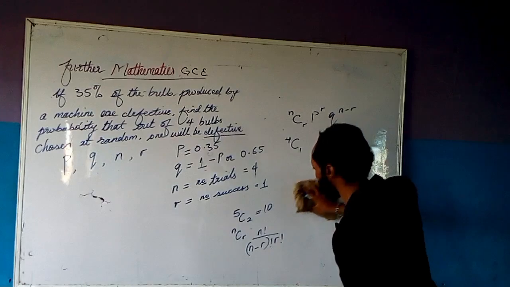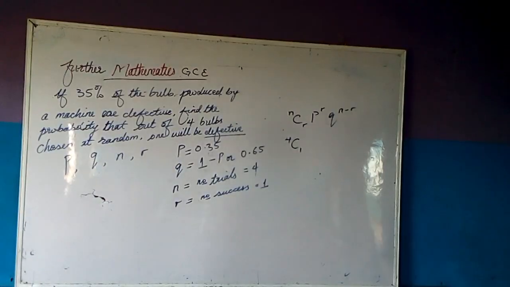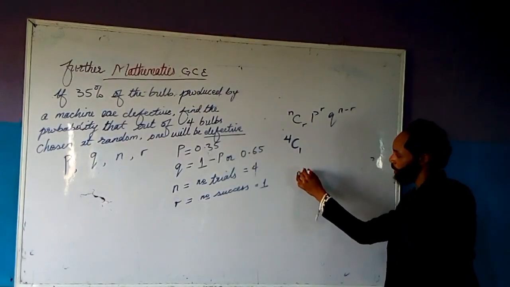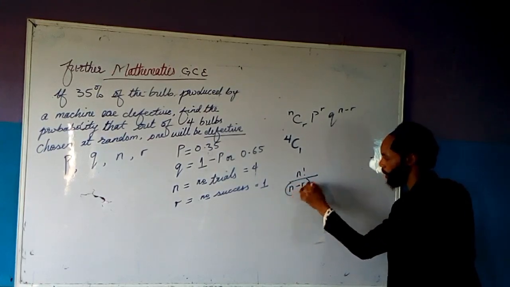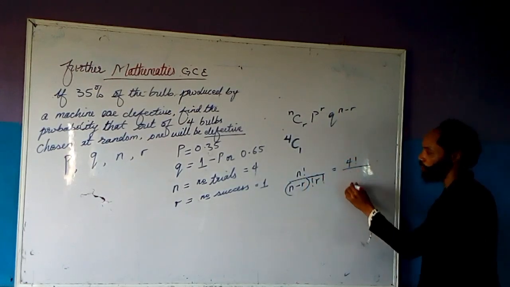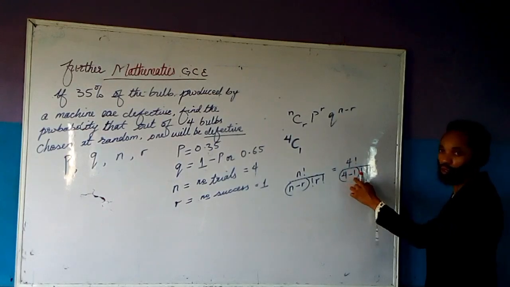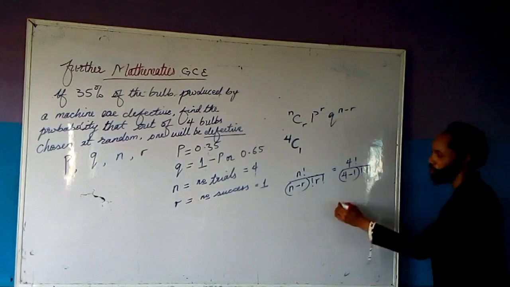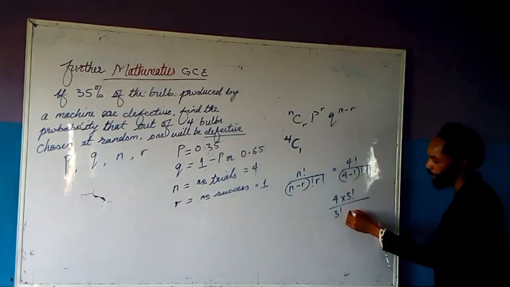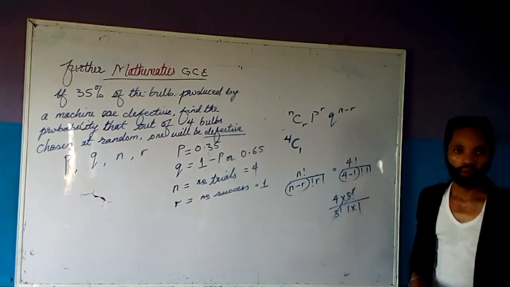So let's get down to our question. Now we said 4 combination 1. We have that value already. 4 combination 1 is 4. Like I said before, n factorial over (n minus r) factorial and r factorial, where n is 4. 4 factorial over (4 minus 1) factorial and 1 factorial. 4 minus 1 is what? 3. So we have a 3 factorial. So it's going to be 4 times 3 factorial over 3 factorial times 1 times 1, which doesn't matter. So our value is what?